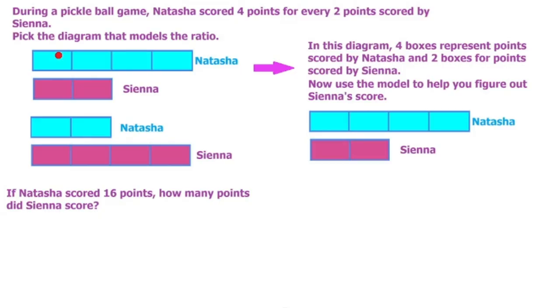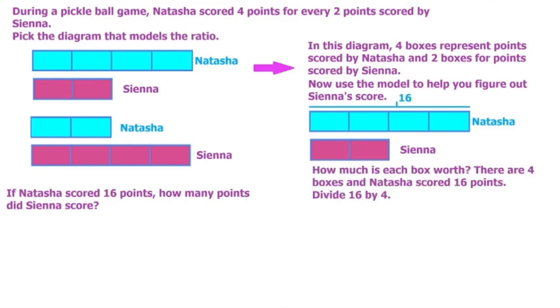This would be the opposite, right? So this is Natasha scores 2 points for every 4 that Sienna scores, but that's not what we're looking for. We're looking for Natasha scores 4 points for every 2 points scored by Sienna, which is this model. Okay? Now, how much is each box worth?